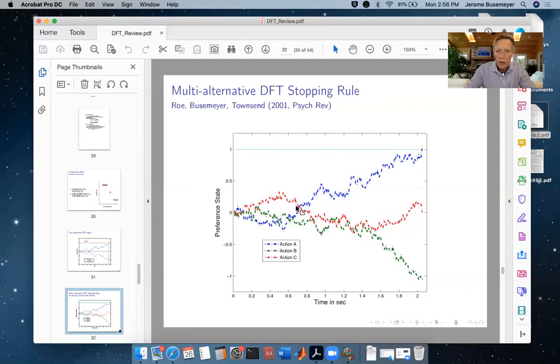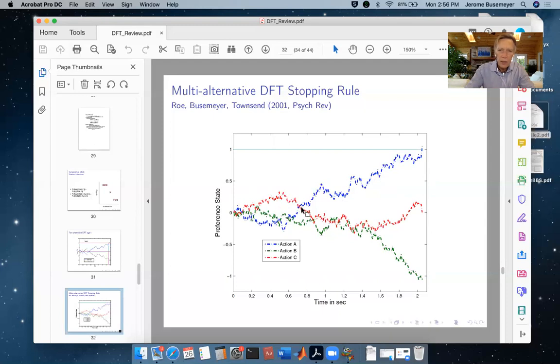So in this case, the blue starts going up and the red starts going down a little bit, and then the green starts going down a lot more. Here, down here, you can see the blue's going up and the red's going up, but the green's going down a lot more. So they always sum to 0. There's still a competition going on here, but now it's a competition among all 3. And that's how decision field theory works with multiple alternatives.